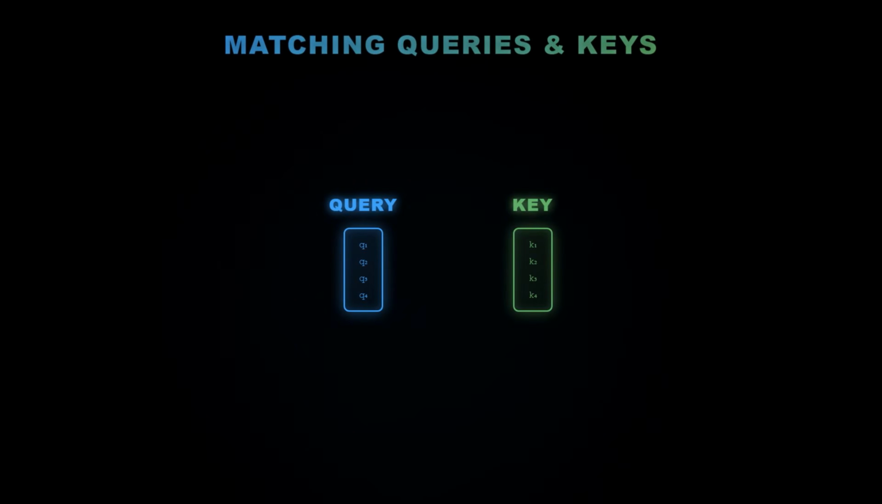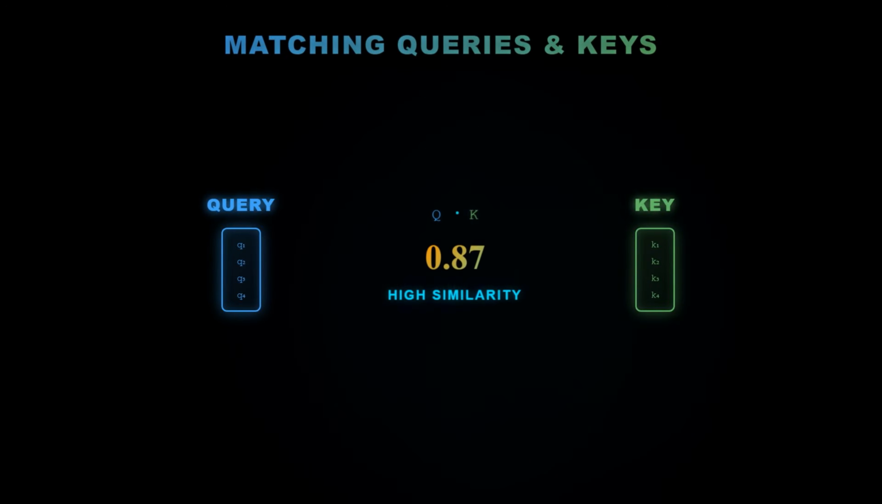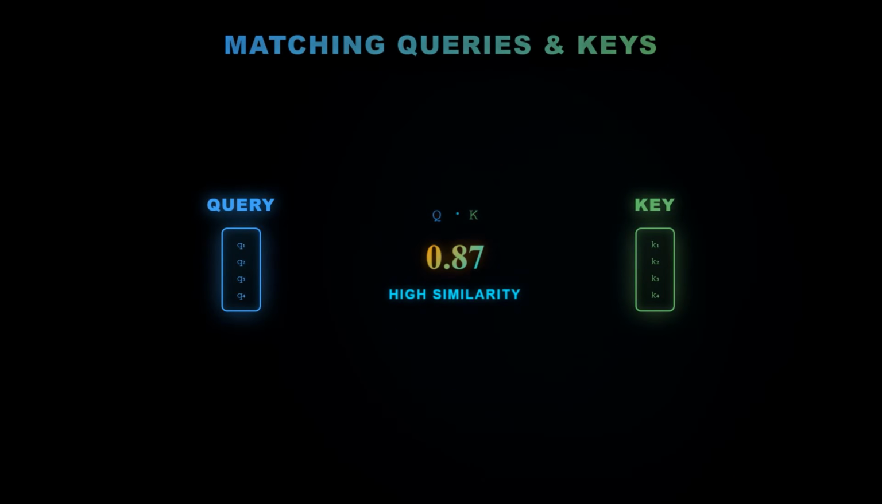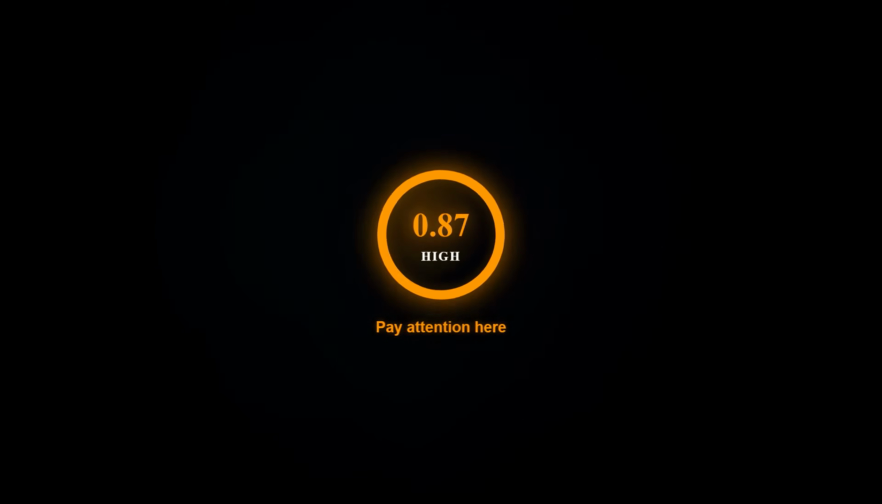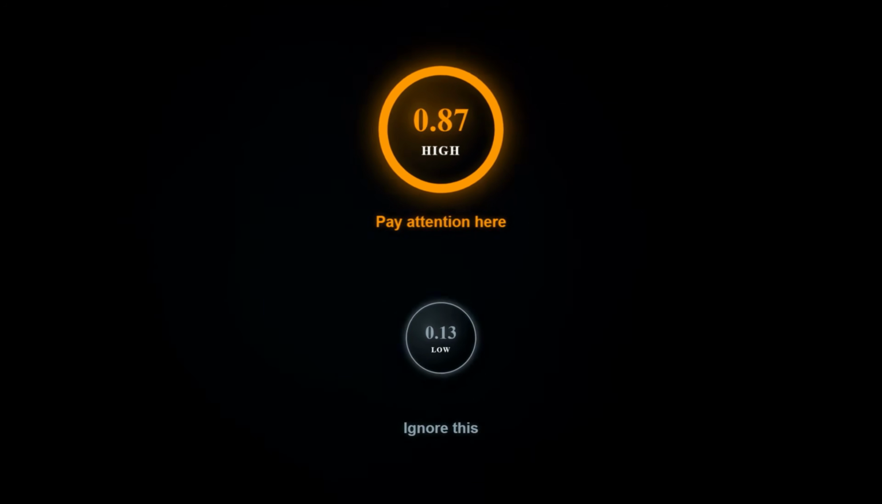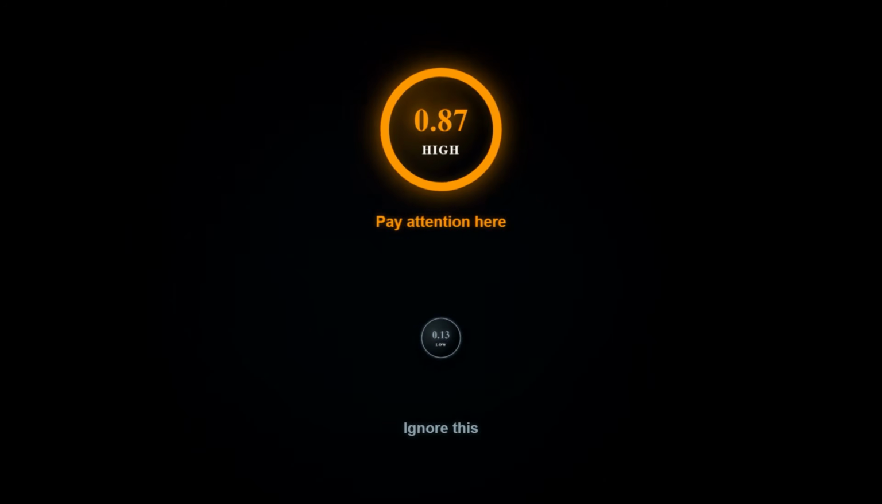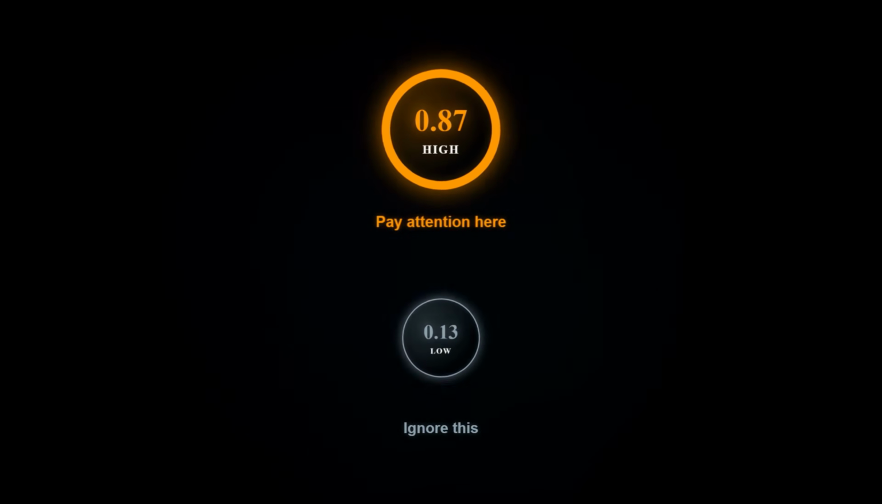But here's the critical insight. Queries and keys work together to determine who talks to whom. When a query and a key are similar, they have high compatibility. That compatibility score determines the attention weight. High weight means pay a lot of attention here. Low weight, mostly ignore this. Then, values determine what information actually flows.